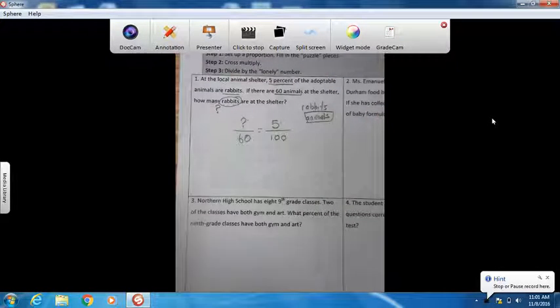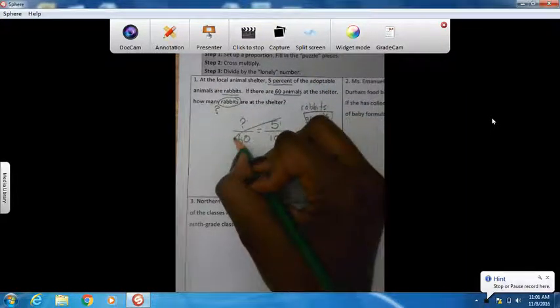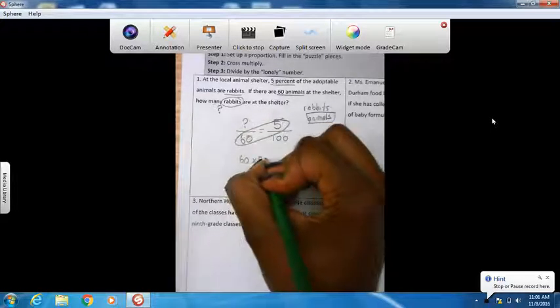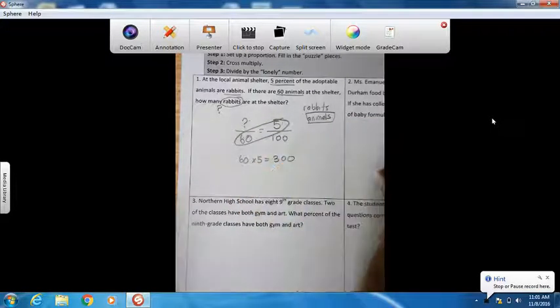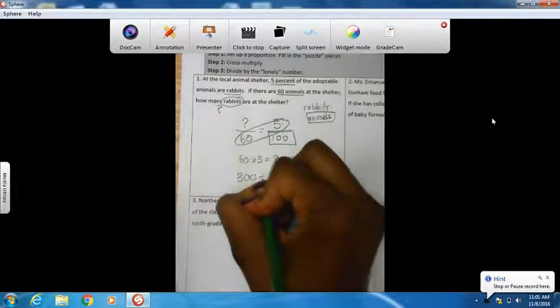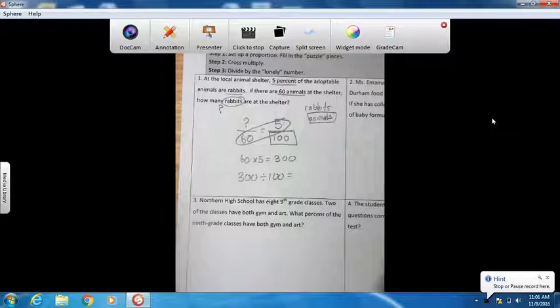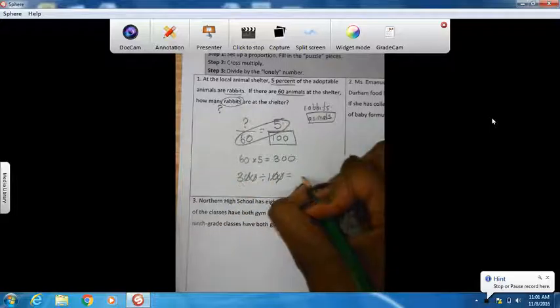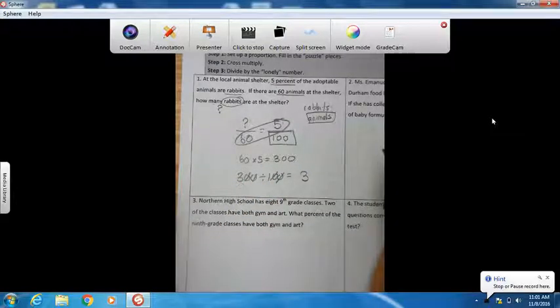Now, moving on from here, this is the same step. The same system. So we cross multiply. 60 times 5 is 300. And again, I'm going to write down my answer. And then we divide by the lonely number. 300 divided by 100. We cross out the zeros. 3 divided by 1 is 3.